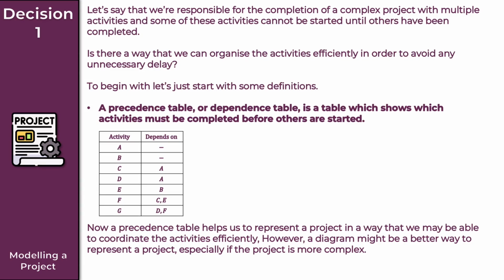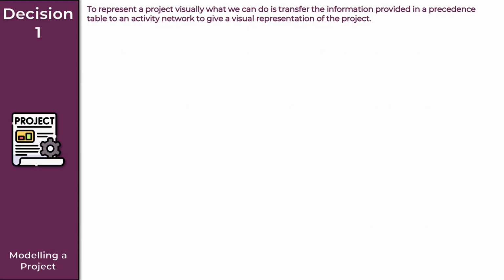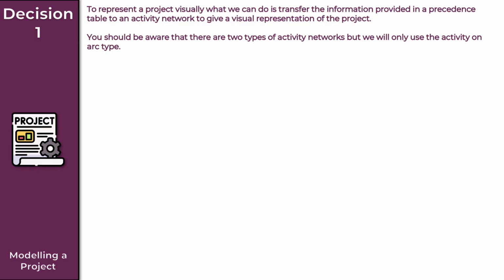However, a diagram might be a better way to represent a project, especially if the project is more complex. So let's just take a look then at how we can represent a project visually. To represent a project visually, what we can do then is transfer the information provided in a precedence table to an activity network to give a visual representation of the project. And you should also be aware here then that there are two types of activity networks, but we're only concerned about one here, and that is the activity on arc type.